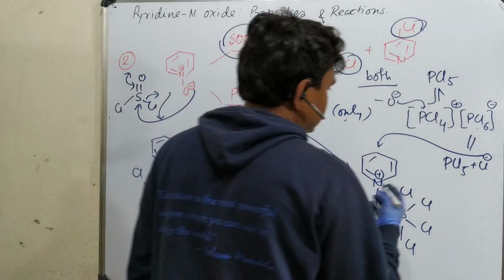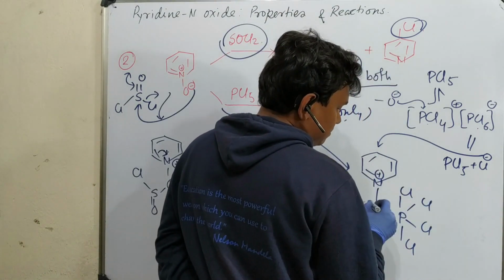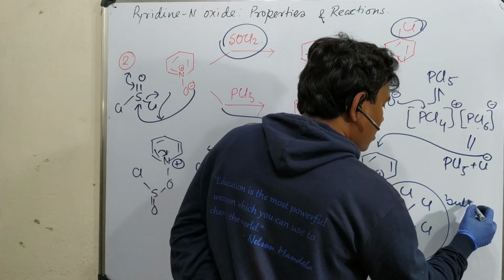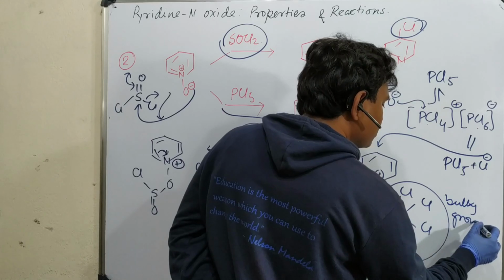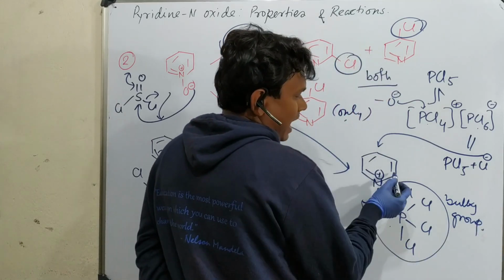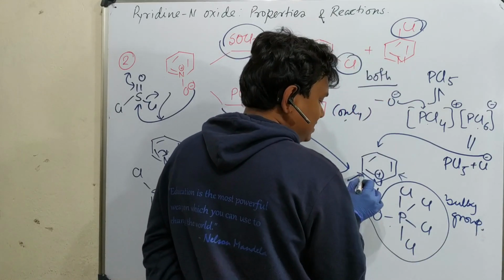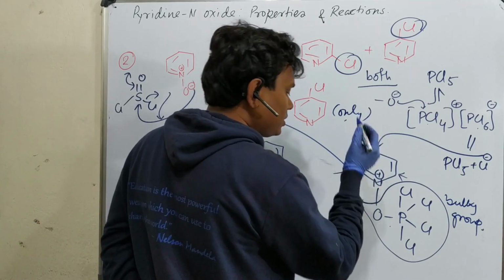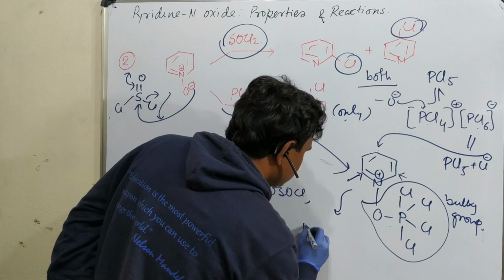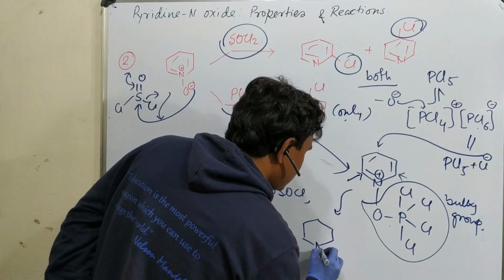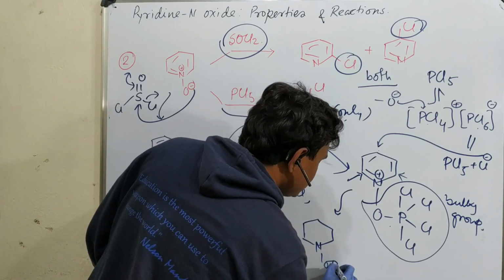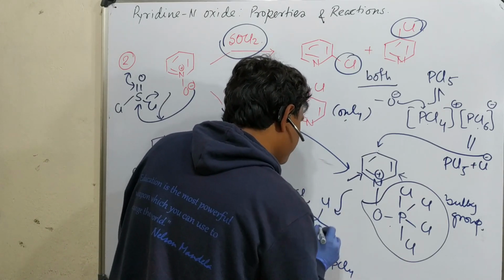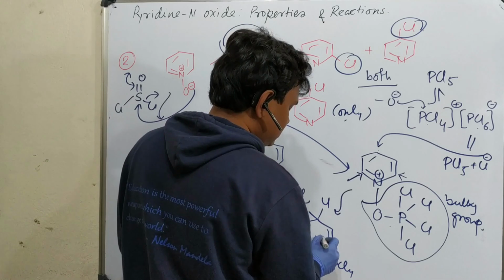Why? See, because this group is a bulky group. Consequently, what happens? Accessing this ortho position is difficult because of steric repulsion. So para is available, that's why chlorine attacks the para position. So what happens? NOPCl4. There is hydrogen, there is Cl. So the structure is this in this way.